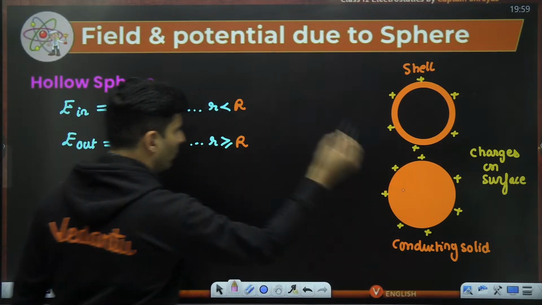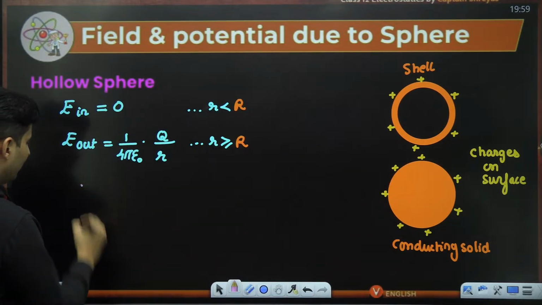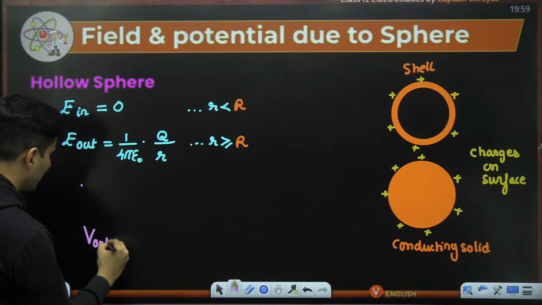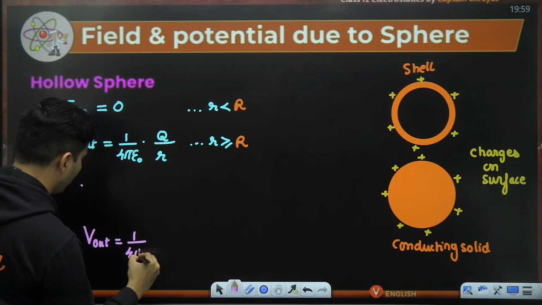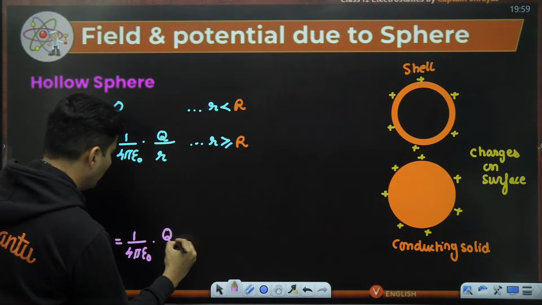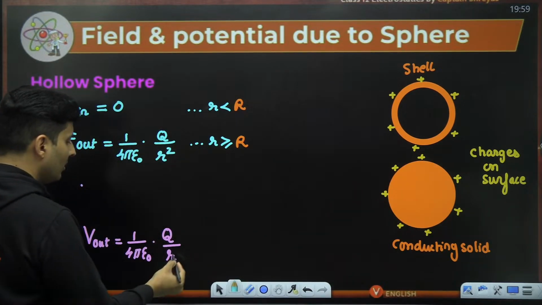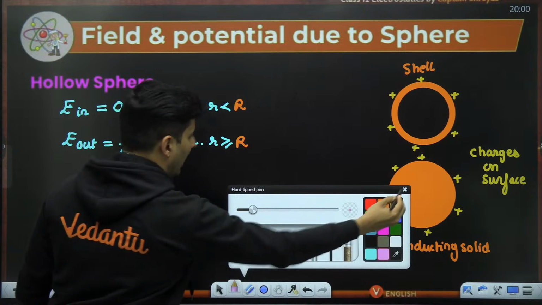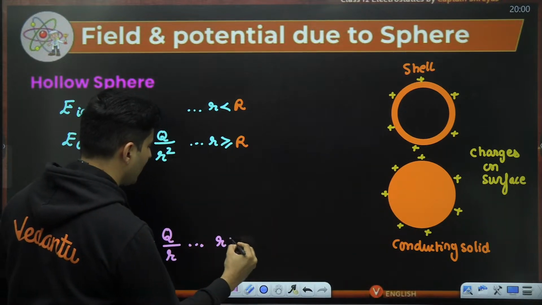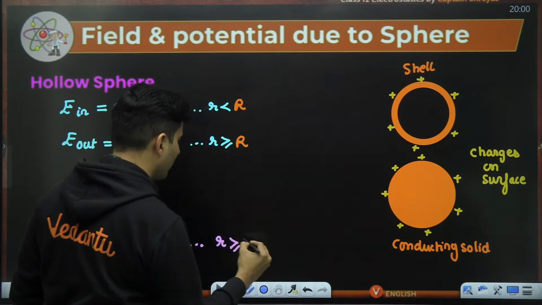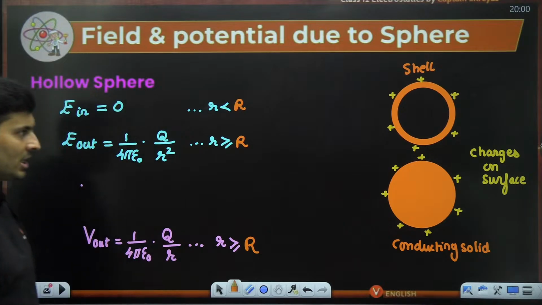Same thing applies for potential also. If you are outside, the potential formula is just 1 by 4 pi epsilon naught q divided by r. Sorry, that r squared was for the field; for potential, it is r. And this is when you are outside, that means r is more than the radius of the shell.